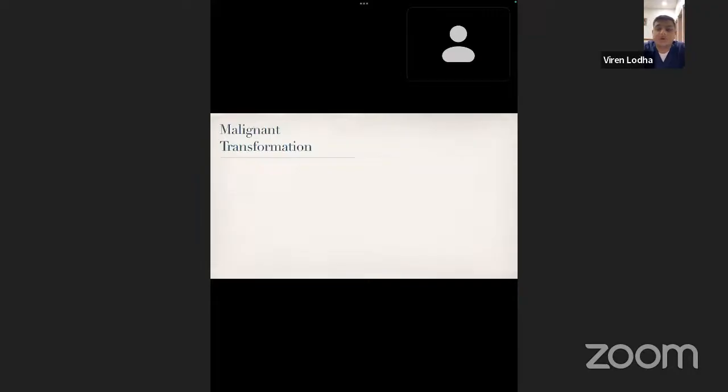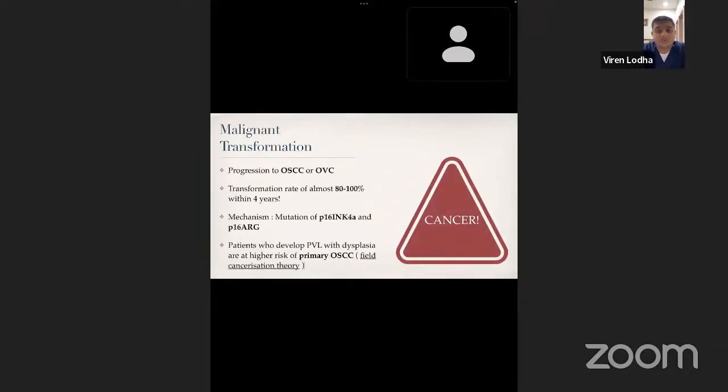But what is even more concerning is its malignant transformation. PVL showed progression to oral squamous cell carcinoma or oral verrucous carcinoma. Its transformation rate of almost 80 to 100% within 4 years is the highest. The underlying mechanism is the mutation of P16INK4A and P16ARG, the cell cycle regulatory genes.